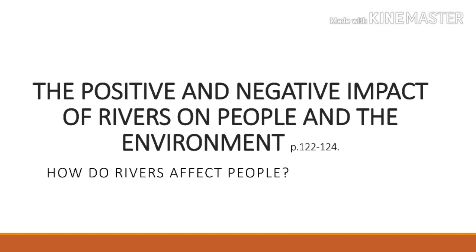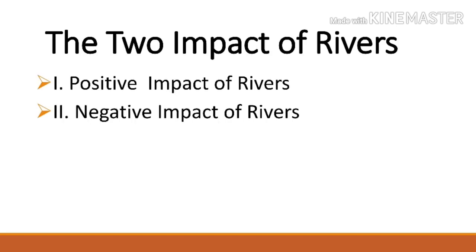As we already know, rivers are a very important source of water for growing crops, and 70% of the world's fresh water is found in rivers and lakes. In this lesson, we are going to learn the two impacts of rivers: the positive impact of rivers, and next is the negative one.